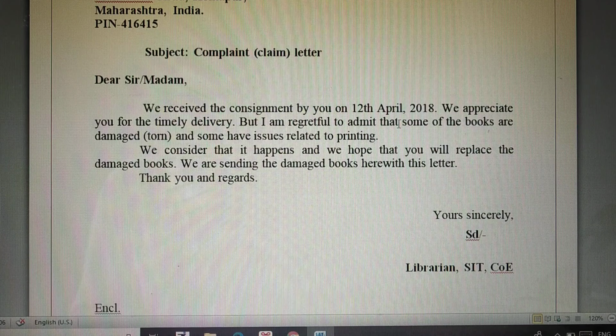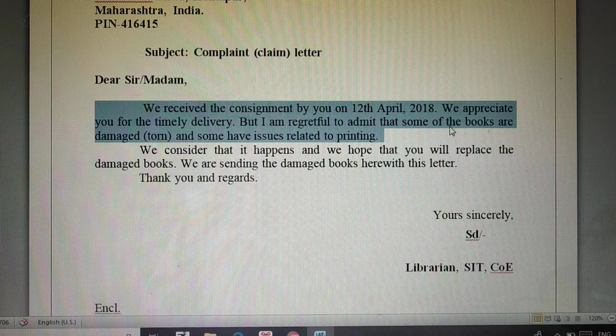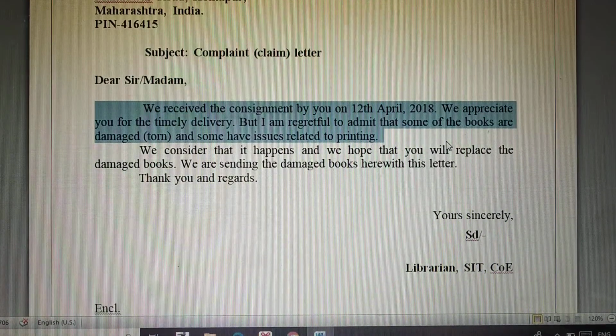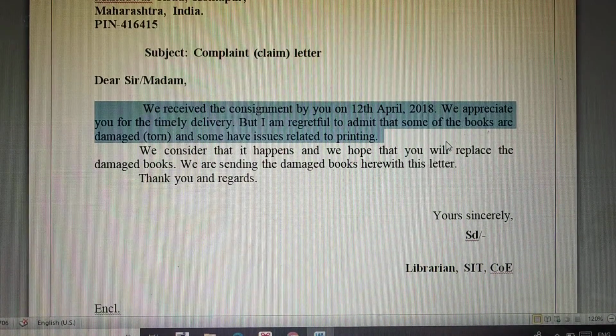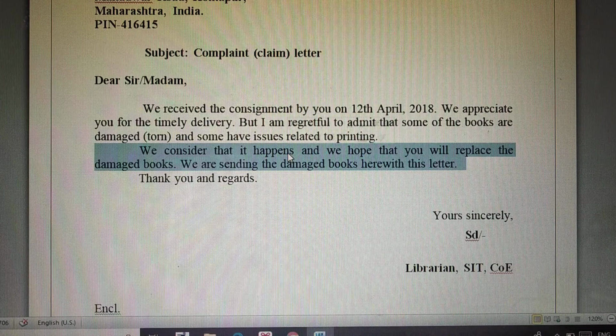See, books are damaged. What is written here? Books are damaged. Means in the traveling there are some books that have damage to them, or they got damaged. So what do we want? Introduction, what happened, what is the complaint. Consideration means here you will give details: that damaged book you should replace, how many books there are, and we are sending them with that, and you should replace it and send to us.